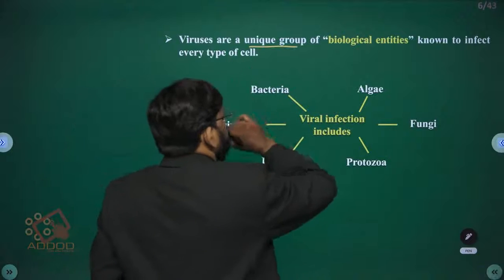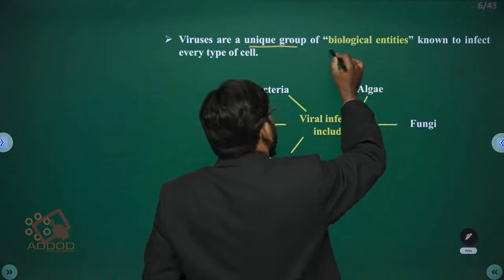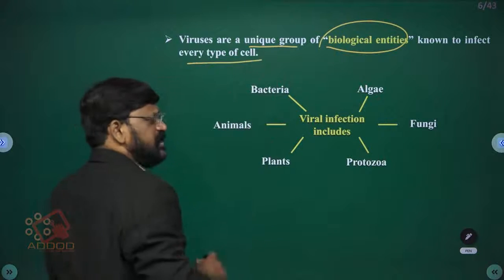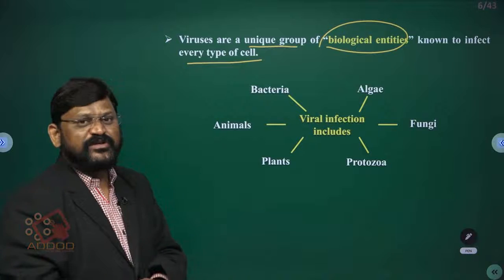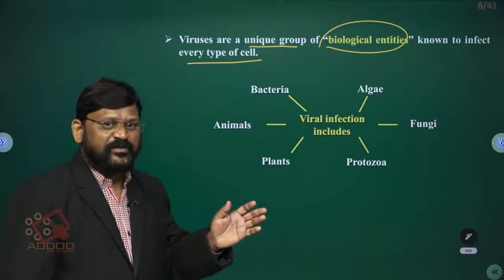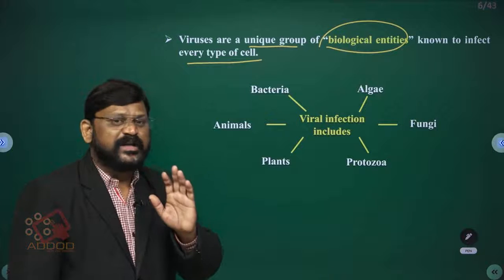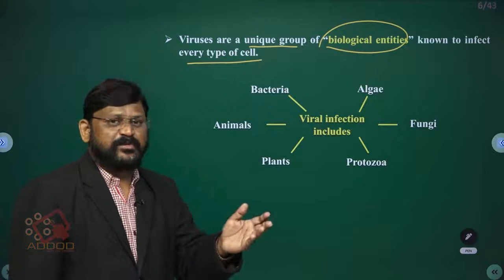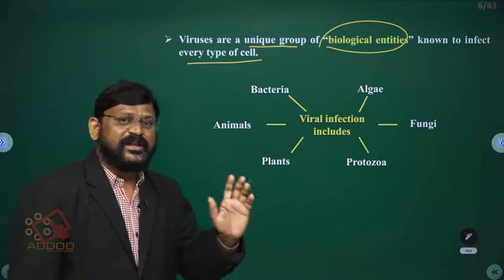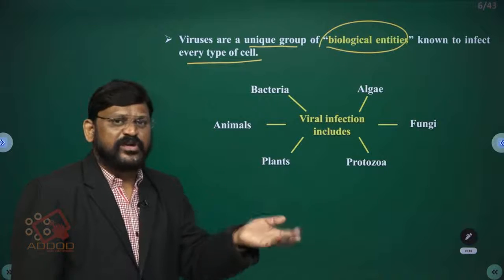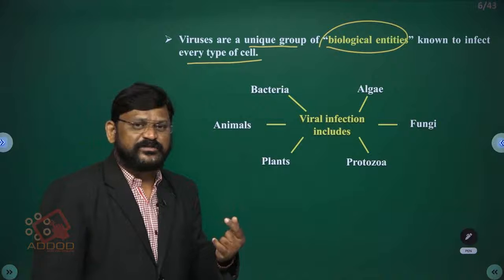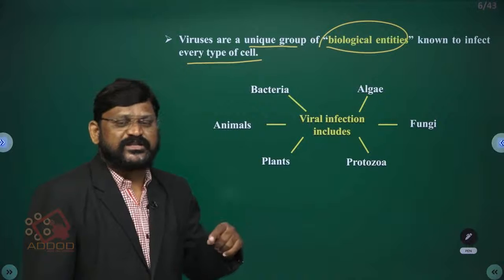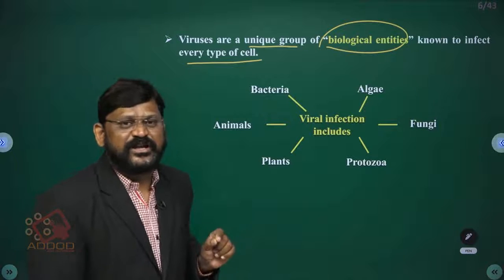Virus is a unique group. Instead of saying virus, you should say it is a biological entity known to infect every type of cell. It can attack every type of cell. Just now I was saying virus is non-living: no metabolic activities, no cell. But virus can attack other organisms. How can it attack? By releasing its nucleic acid. So when it has nucleic acid, it is better to call virus a living organism. So virus has living characters and non-living characters. That's why we call virus a connecting link between living organisms and non-living organisms.